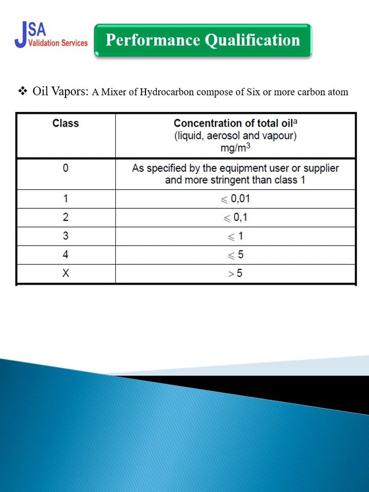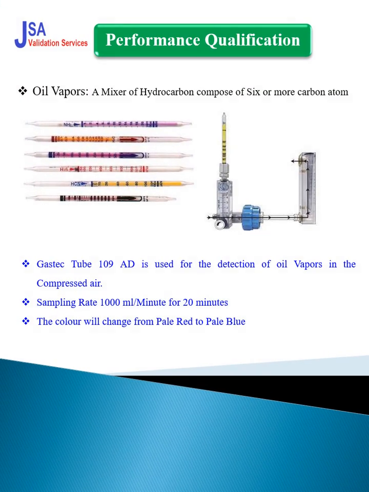If the compressed air generation and distribution system falls in class 2, then our range is less than 0.1 milligram per meter cube. If we are using a class 1 compressed air generation system, then it should be less than 0.01. For this determination, we can use the on-site detector tube, the Gastec tube. We can directly use it with the Gastec pump or the online setup with the rotameter.